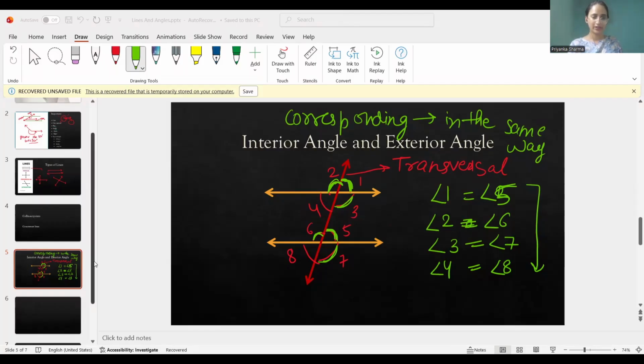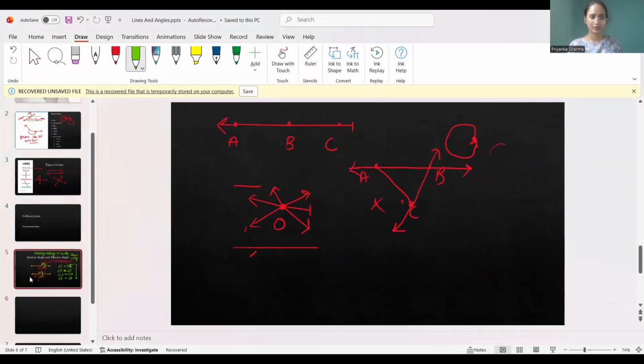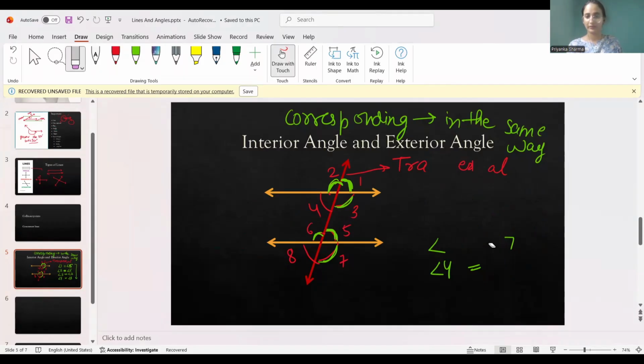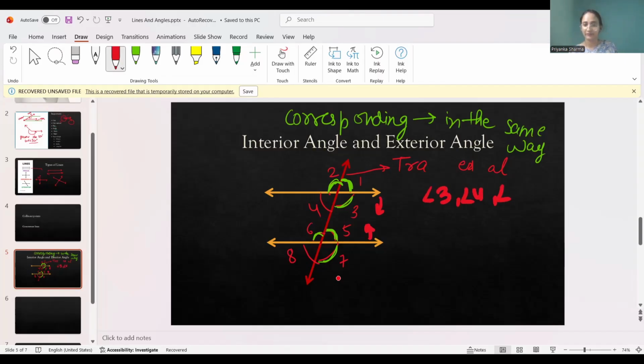Now we will learn a new topic. Now we will learn about the interior angle. What is an interior angle? Angle 4, angle 3, angle 6 and angle 5 are the angles which are made in the interior of these two lines. Means these are not exterior angles, these are inside these two lines. So they are called interior angles. Angle 3, angle 4, angle 5, angle 6 are the interior angles of these two lines.